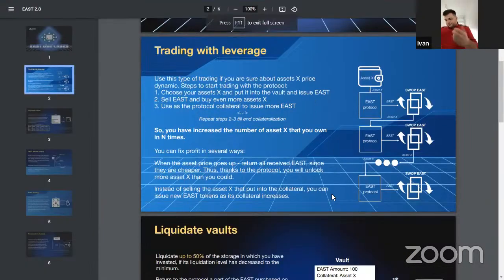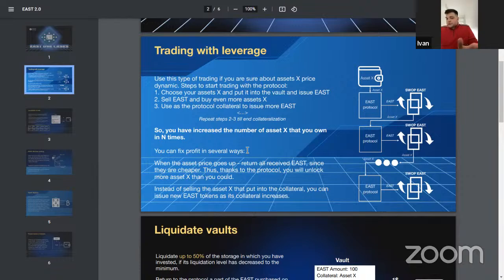And after these assets grow, after Waves grows, you can take a profit. To take a profit, you just need to buy ETH on the market and return it to the protocol. Or you also have an extra option: you can use your over-collateral and issue more ETH with its help, and that's how you can take your profit.